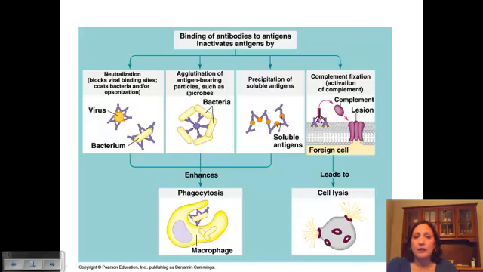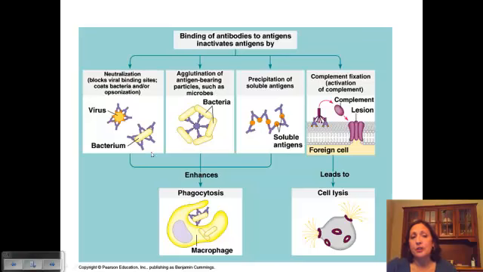And then it can also bind to many different bacteria like this and cause this agglutination, or this cluster. The other thing that it can do is, let's say it's a toxin or something in your body and it's soluble. So it's not a particle that your antibodies or your cells can see. And so here the antibodies bind to these particles and make them insoluble, so they come out of solution, they precipitate, and then phagocytes can see them.